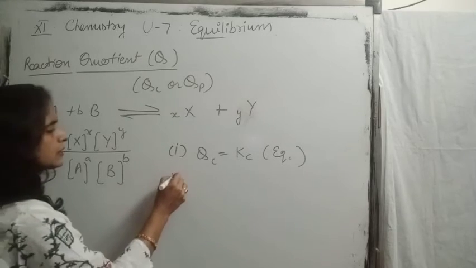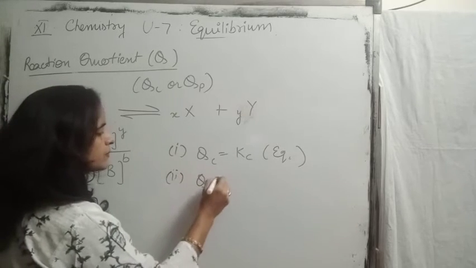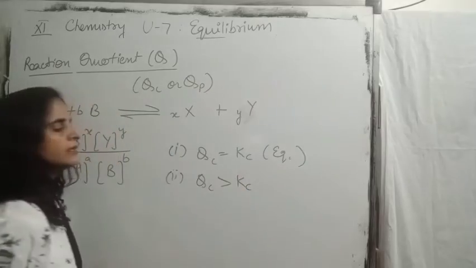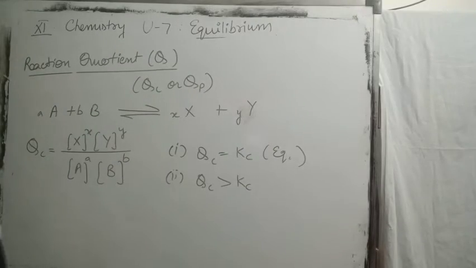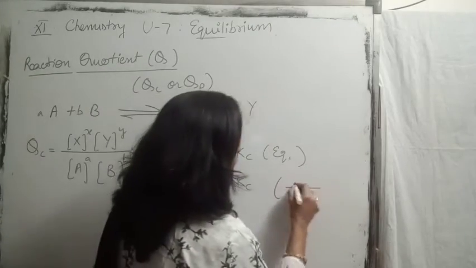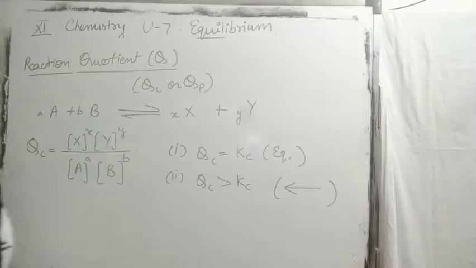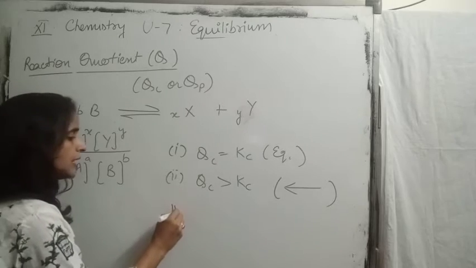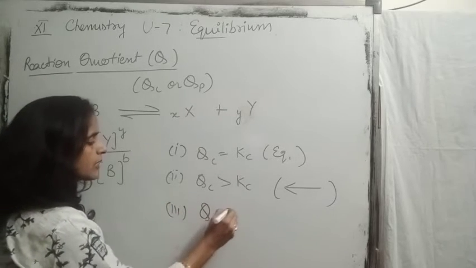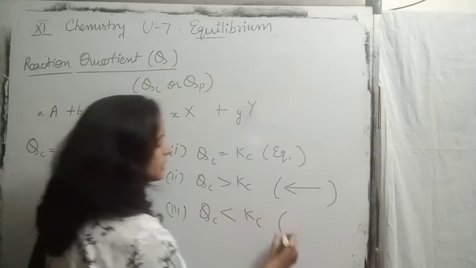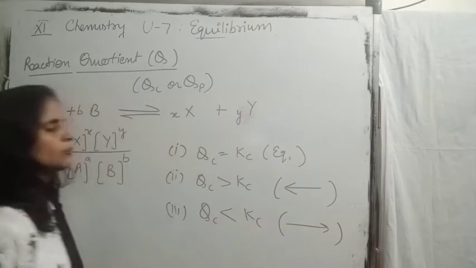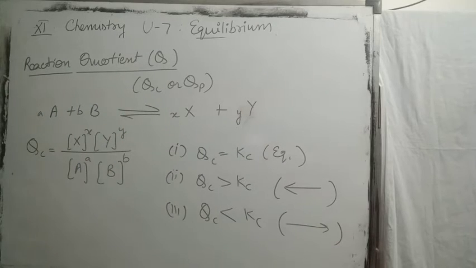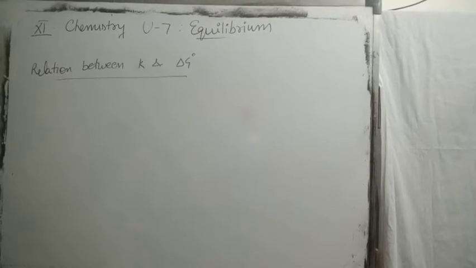Second option, if Qc is greater than Kc, it means the reaction is going in the backward direction. Backward is fast as compared to forward. And the third option, if Qc is lesser than Kc, the reaction is going in the forward direction. So in this way, with the help of Kc, we can predict the direction of reaction also.